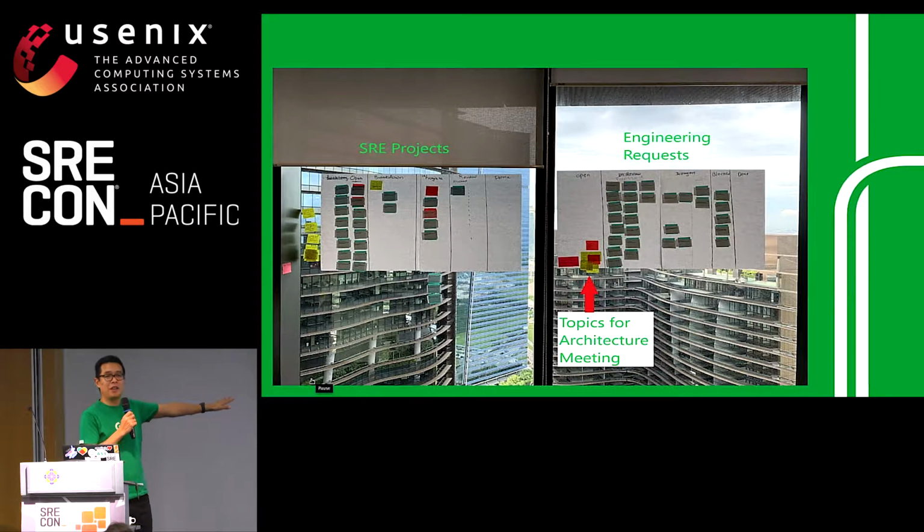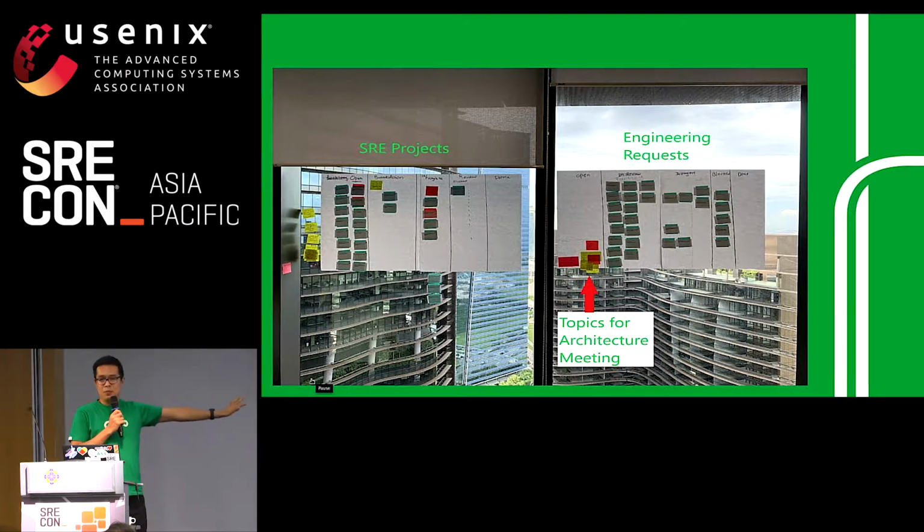This is a picture of our actual board at Grab. As you can see, there's the project board on the left, and we have our engineering request board on the right. We also have red items, which is the must do it yesterday stuff. We also have a small section down there where engineers can place, okay, I want to use this. Let's talk about this ticket during our team meeting or during our architecture meeting.